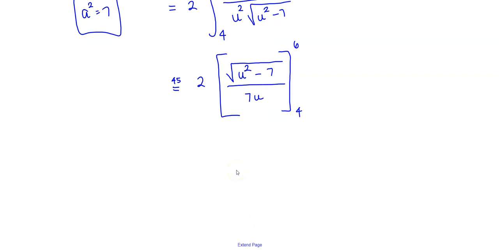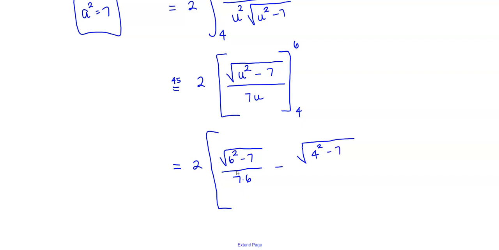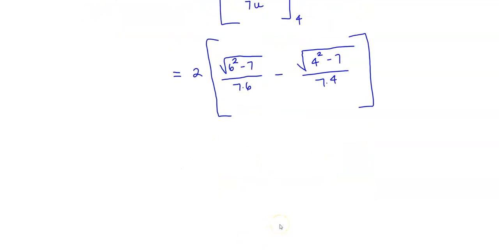And now let's go ahead and evaluate that. So we have 2 times, the first one is the square root of 6 squared minus 7 over 7 times 6 minus the square root of 4 squared minus 7 over 7 times 4. So let's go ahead and evaluate that even more. So we have 2 times, well, 6 squared is 36 minus 7 is 29. So we have the square root of 29 over 7 times 6, which is 42, minus 4 squared is 16, and 16 minus 7 is 9, and that's all over 7 times 4, which is 28.